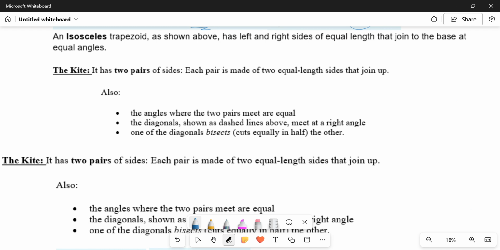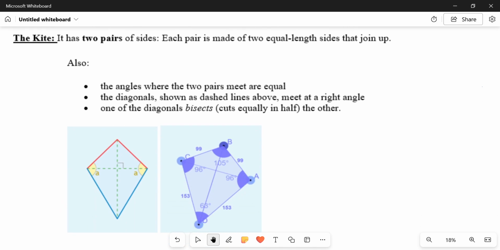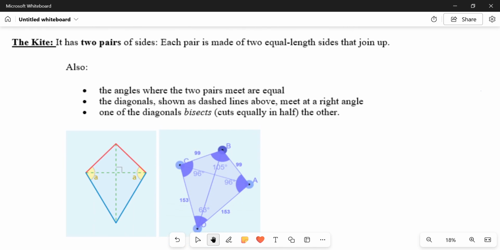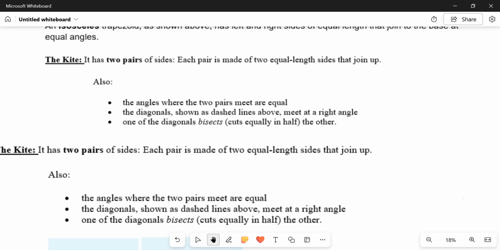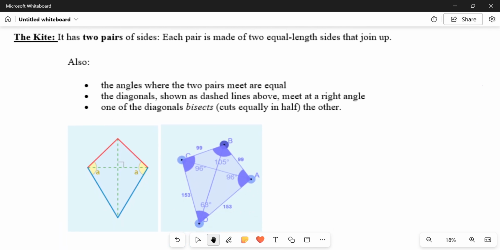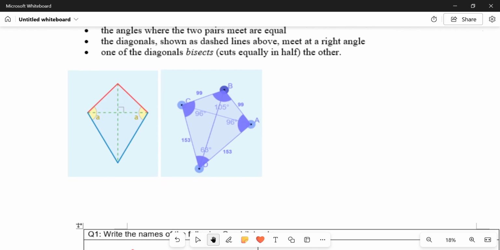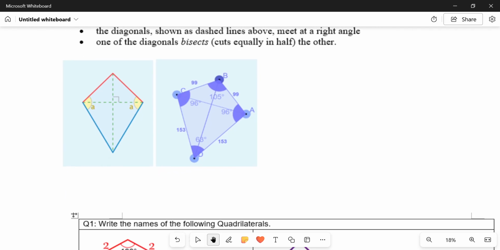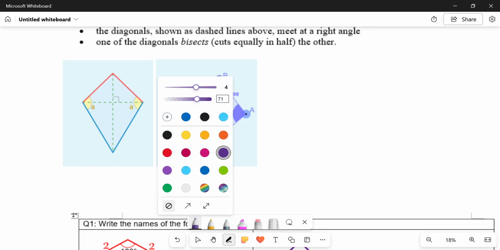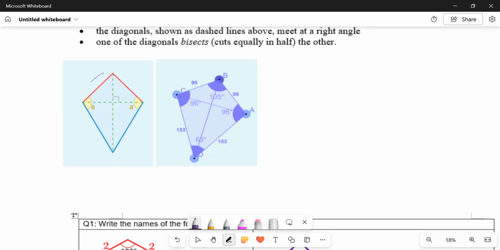There are a few examples of kites given. Let me explain it for a minute. So it has two pairs of sides, each pair made up of two equal lengths, right? Okay. So the shape, the first one, can you see this? Here, the red line, right?